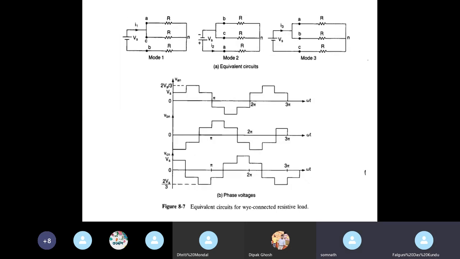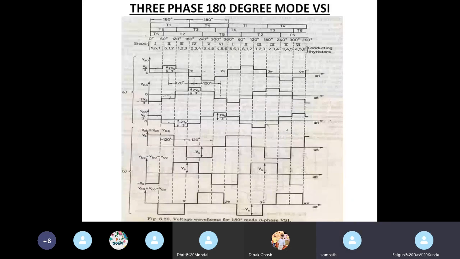This VN comes. Now, if we have to find out the line-to-line voltage, that is VAB, VAB is nothing but VA0 minus VB0.